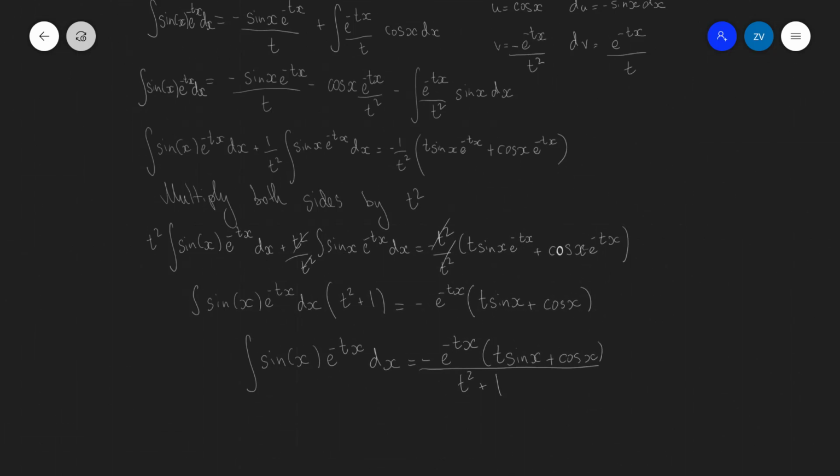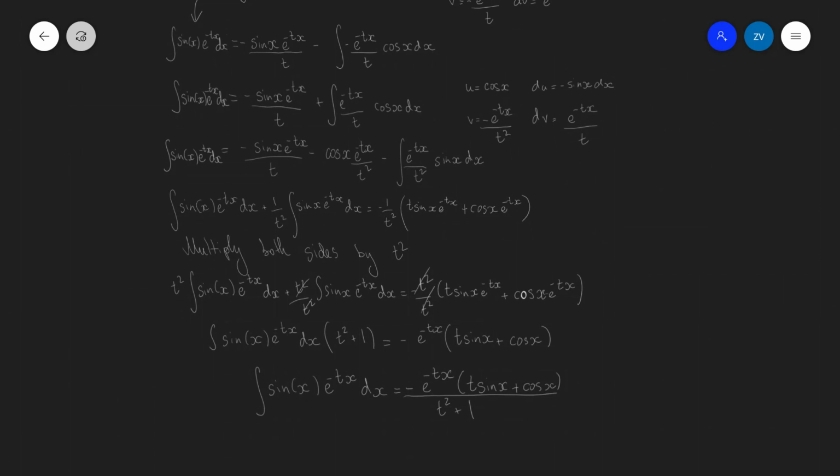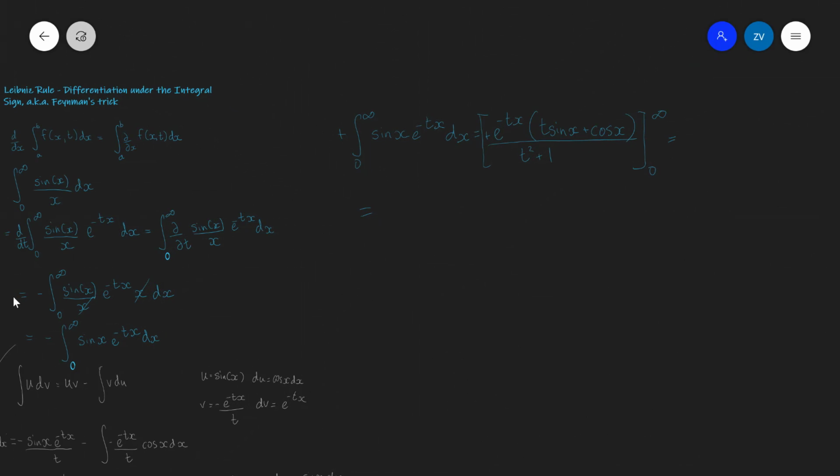Excellent stuff. This was quite a long example of integration by parts. It's been applied twice. Remember, our job was to evaluate this integral, sine of x e to the minus tx dx. Now let's go back to our integral that we differentiated originally underneath the integral sign. Okay, well, let's go back to this definite integral. Now that we know that the integral of sine of x e to the minus tx dx is equal to this expression over here, notice that I've done a couple of things.